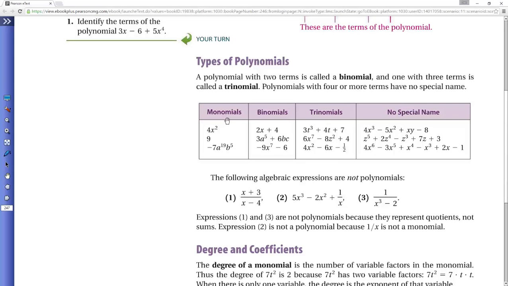And there's some special names for the ones that we run into a lot. And so they'll have specific names for them. Mono means single term, so these are all single term. Binomials, bi means two in Latin, so we have two terms, and tri means three terms. And then if we have more than three, there's really no special name.